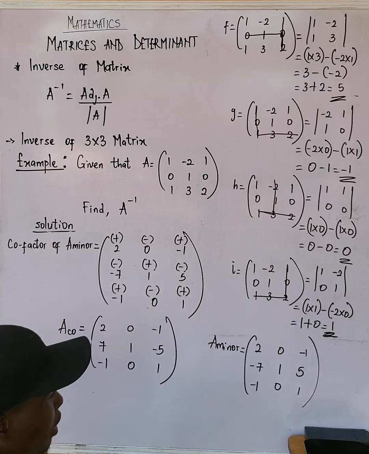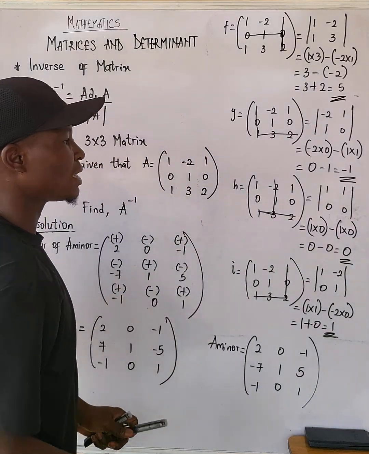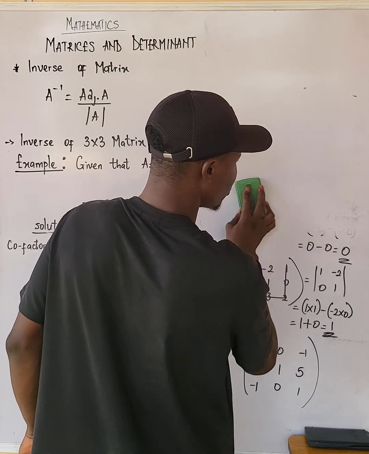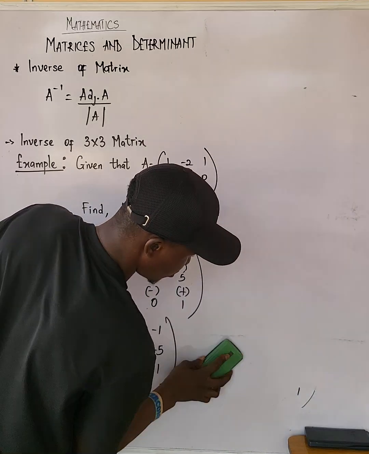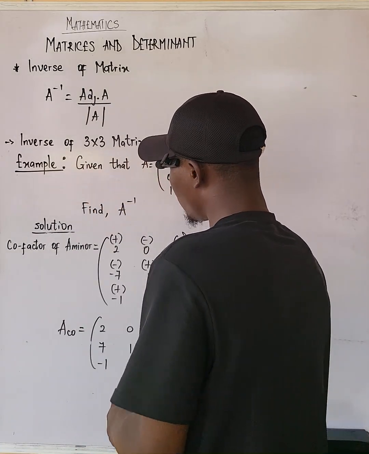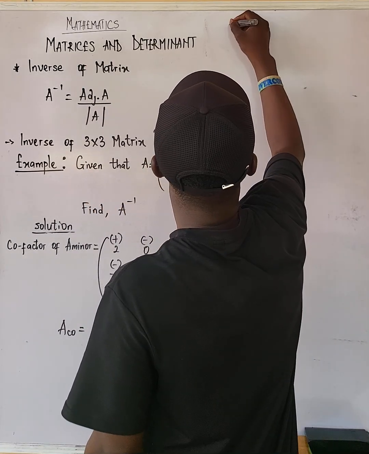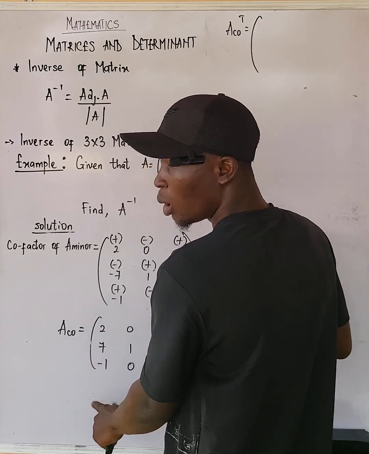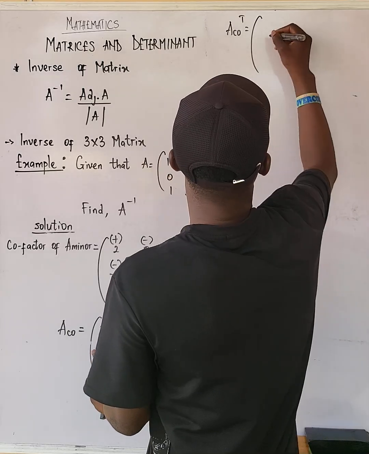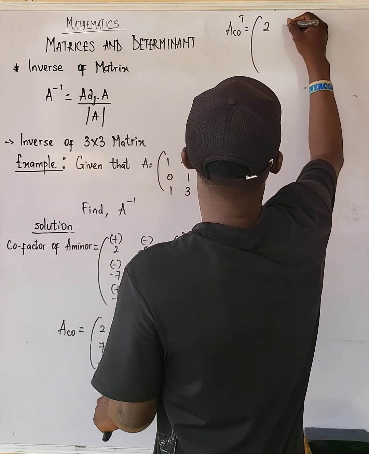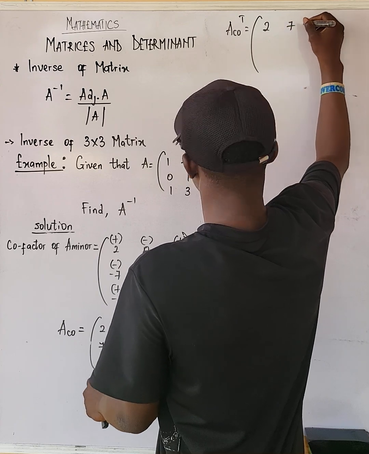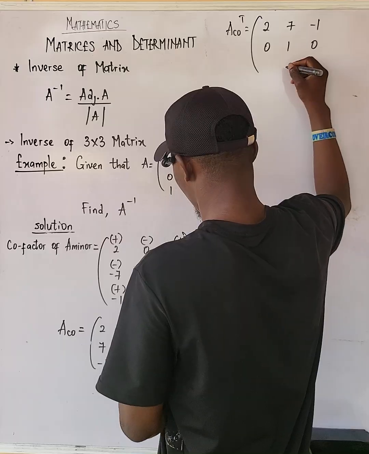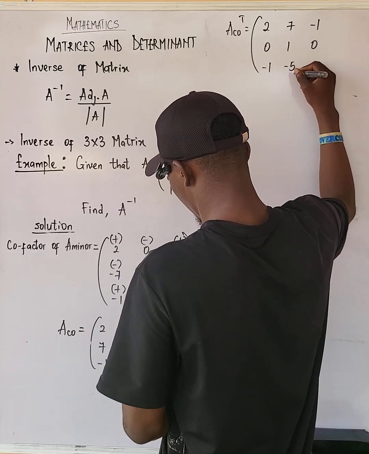Now, after we've gotten the cofactor, to get the adjoint, don't forget, it is simply the transpose of that cofactor, right? So we have to do the transpose. So let's now do the transpose of this cofactor. Don't forget, the column will become row. I'm changing the column to become row now: 2, 7, minus 1, 0, 1, 0, minus 1, minus 5, 1.